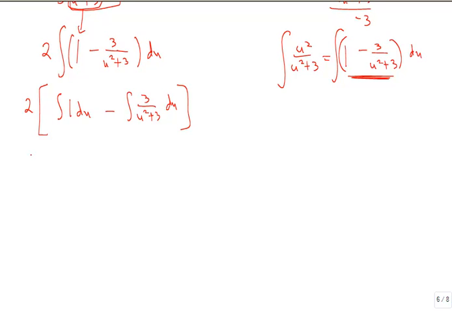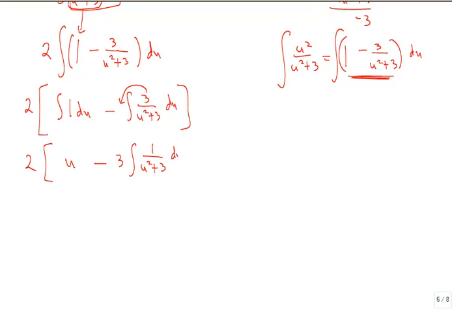Now the integral of 1 is good, right? What function has 1 as its derivative? Well, that would just be u. Minus, this one is good but not great. We need to pull this 3 out, and that's going to give me a 1 on top.